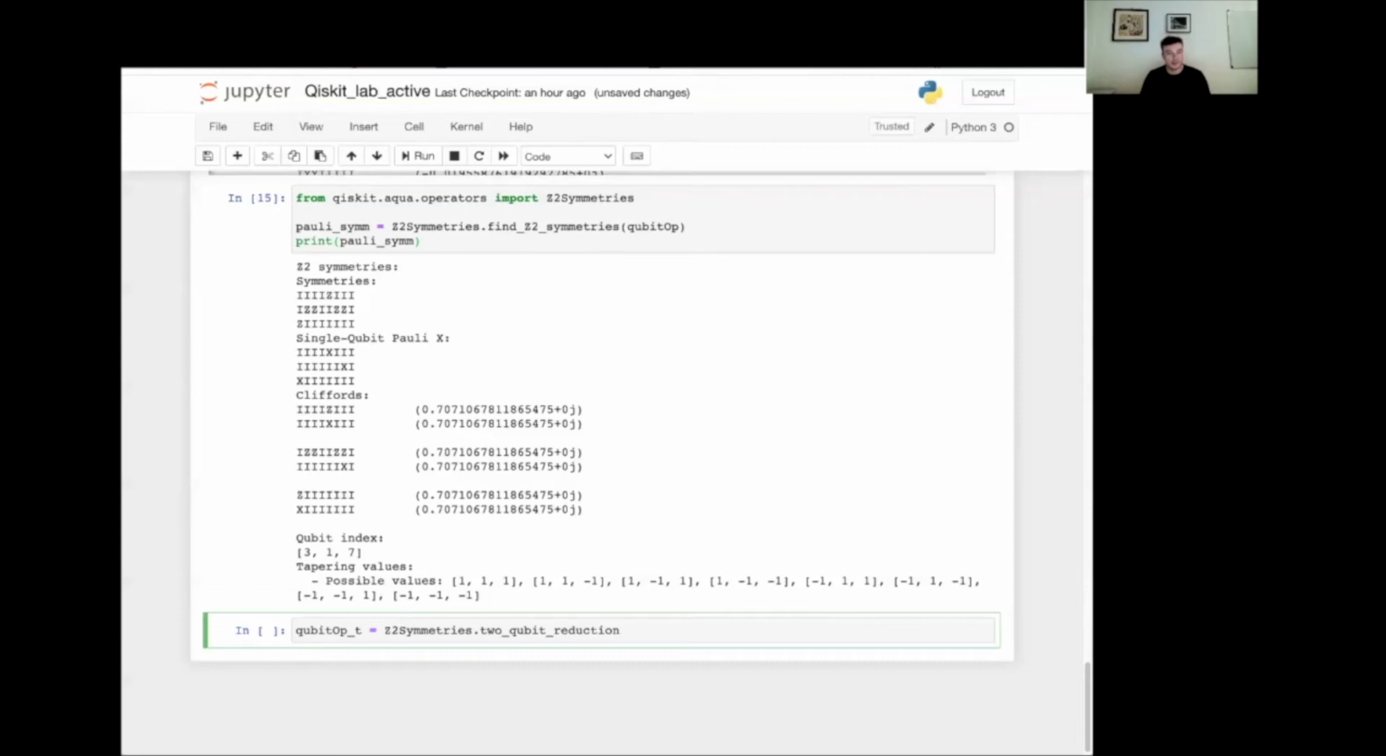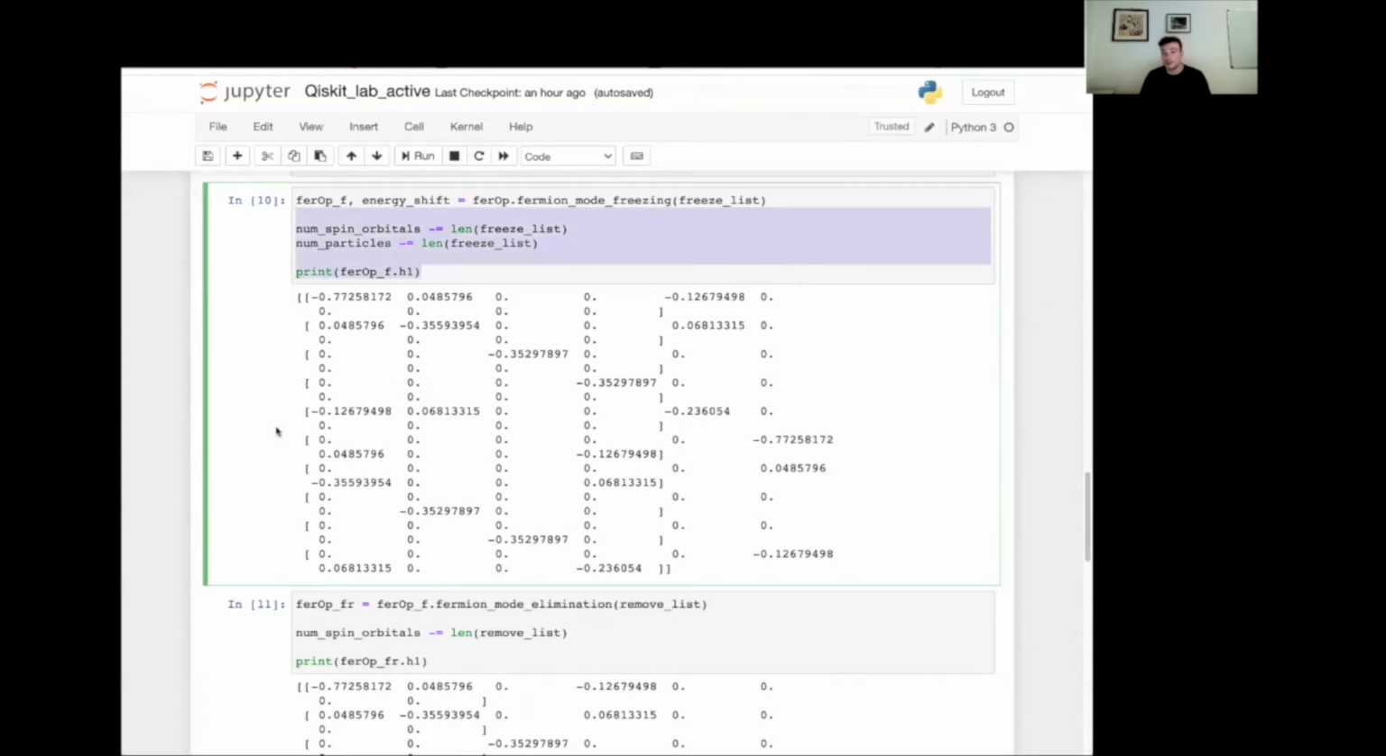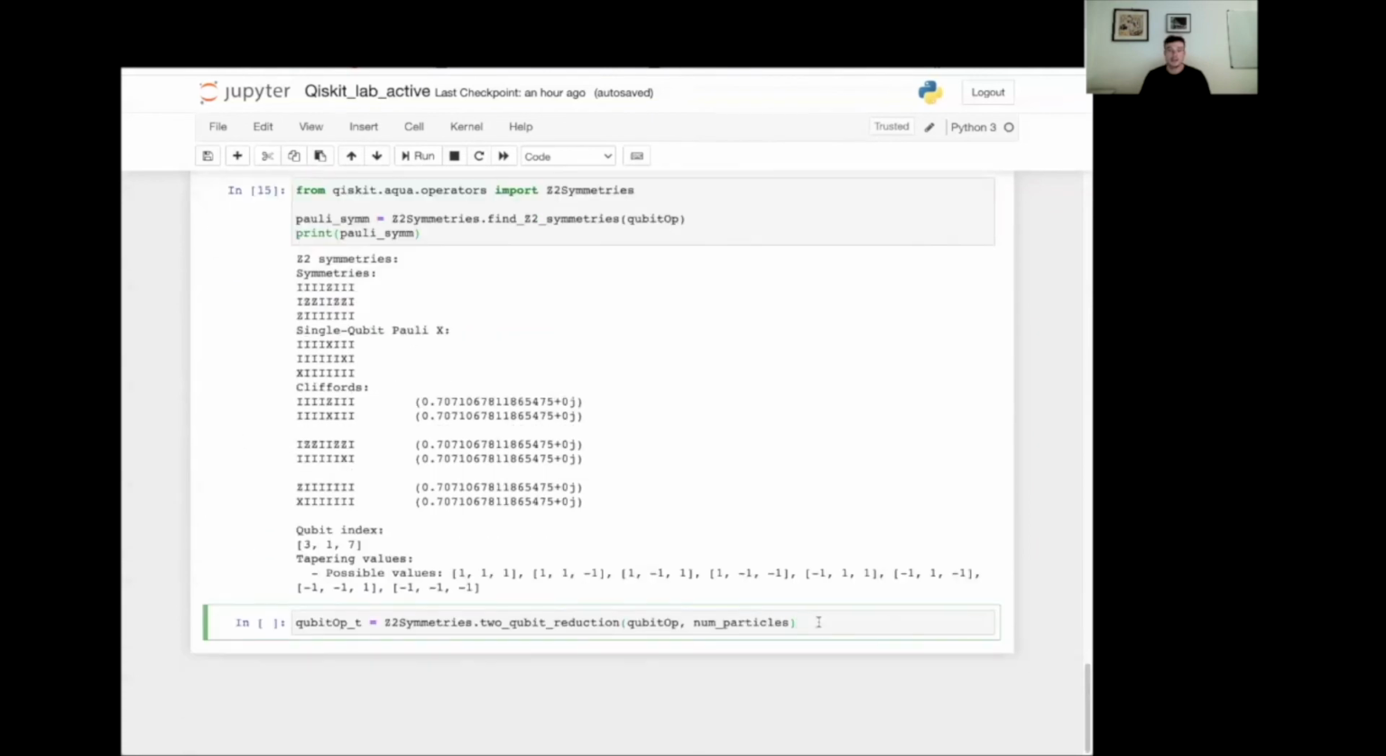And let's get this tapered operator by calling a two-qubit reduction function, which is in the Z2 symmetries class. Let's feed to this function our qubit operator and the number of particles. Remember, now the number of particles is 2 because we have frozen 2 electrons at this step here, and we have also updated the number of particles. So number of particles is 2, and so this function is able to infer which sector for these two symmetries to choose just based on the number of particles that we have in our system.